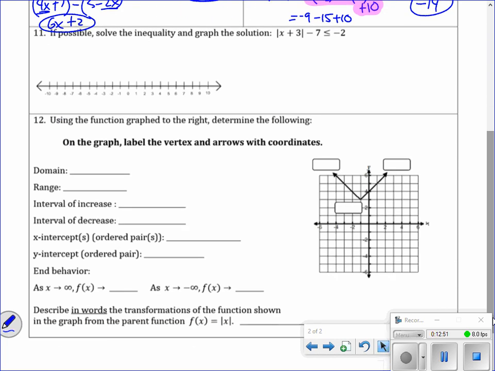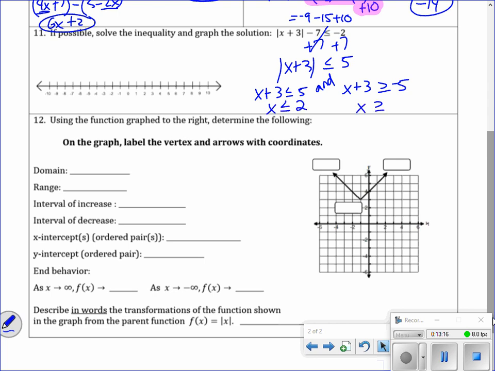All right. On to the last couple. So here, number 11, I got to clean this up. There's a negative on the right side, so let me add 7 to both sides. All right, so I got x plus 3 less than or equal to 5. So now this is a problem I can do. So remember, I do x plus 3 less than or equal to 5, and then I also do x plus 3 greater than or equal to negative 5. This is a less than, so you can put the word and in between. So take away 3 here, you get 2. Take away 3 here, you get negative 8. So your graph should come together.